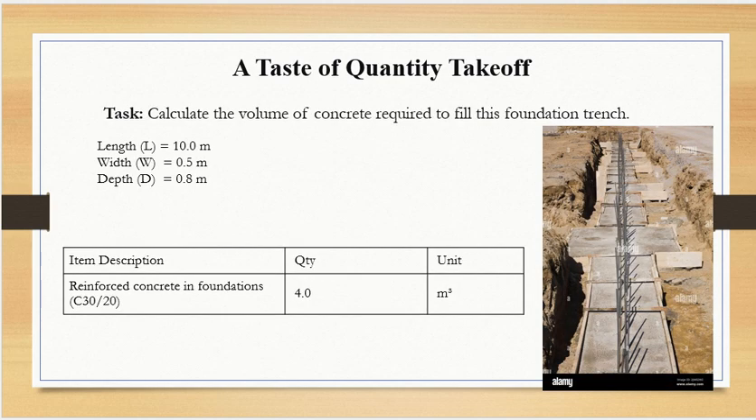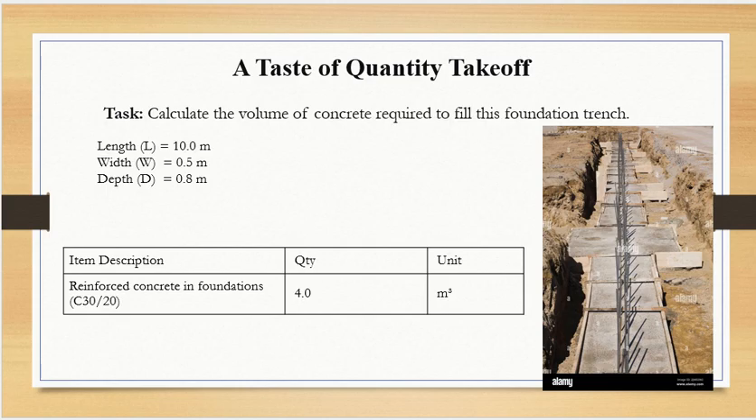The process of calculating the quantities is called quantity take-off. Quantity take-off means you are calculating quantities of specific items. For example, in this case, we have a trench foundation, a very long foundation. The measurements are given, and then you calculate the quantity. It's simple, you are just calculating the cubic meters, meaning the volume. So you multiply all the three dimensions and you get the volume.